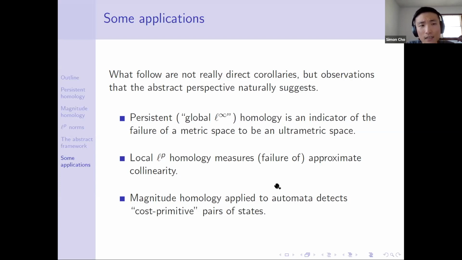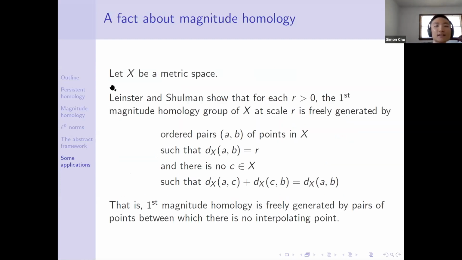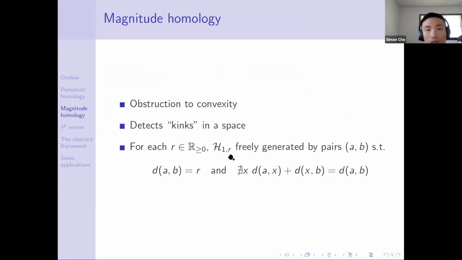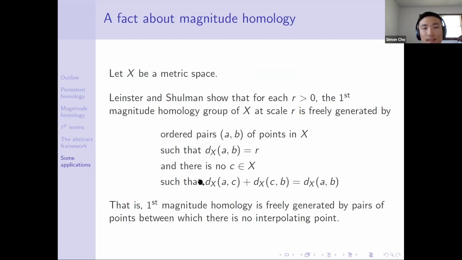Okay, so the second application direction. I hinted at this earlier, when I said that the first magnitude homology group at scale R is freely generated by pairs of points that satisfy this condition. It's freely generated by ordered pairs of points such that the distance between them is exactly R, and there's no point between them that is strictly interpolating.